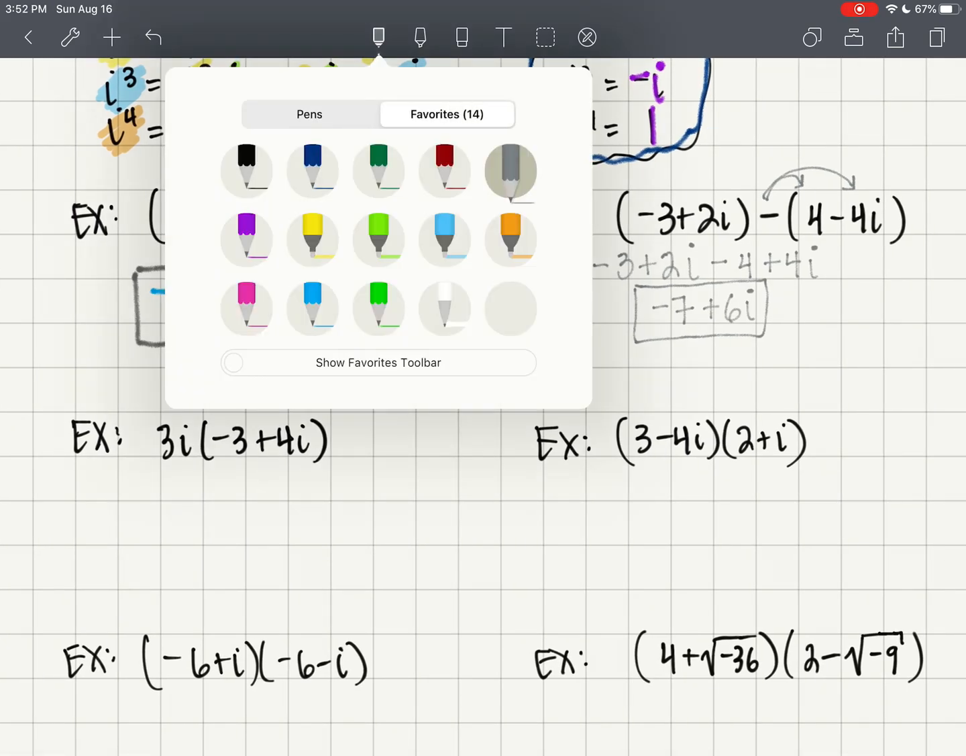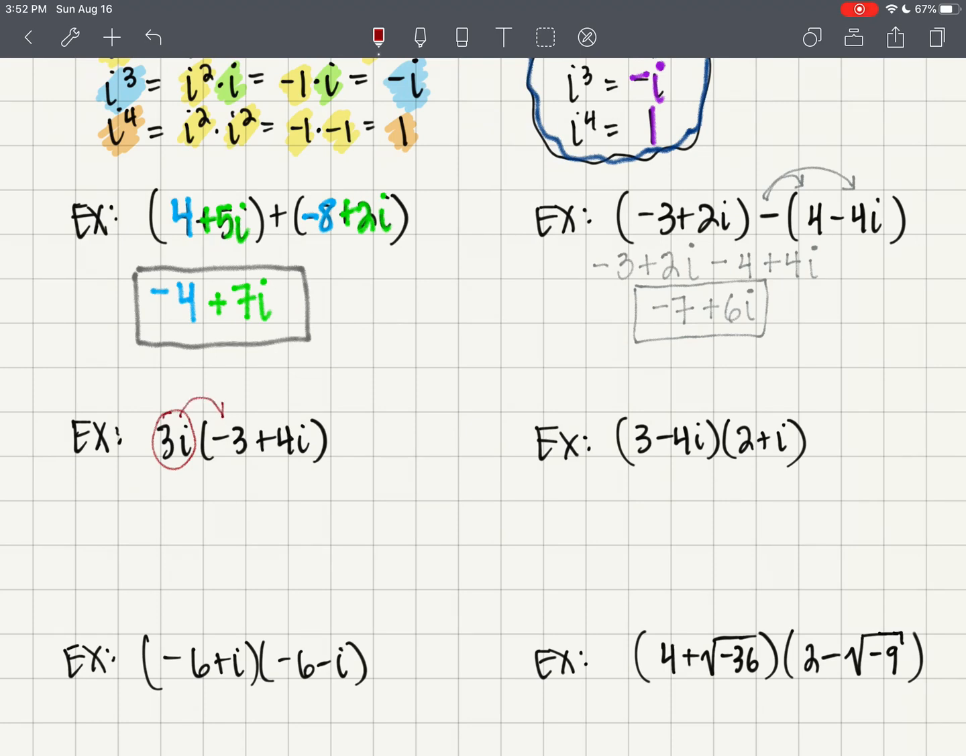3i needs to be distributed to -3 plus 4i. 3i times -3 is -9i. 3i times 4i is +12i squared. Remember that i squared, the i and the i, the two in the middle are negative.